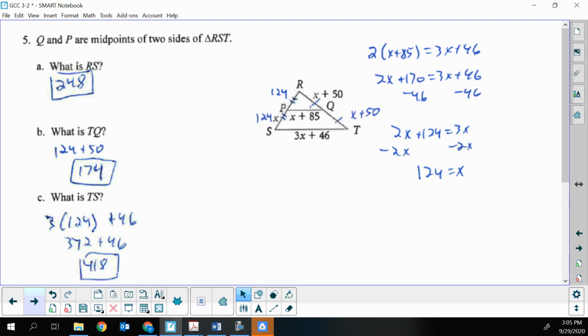So because we have midpoints, we know we're dealing with a mid-segment. So we can do 2 times the x plus 85 equals the 3x plus 46, and you get your value of x. Well, if PS is x, RP is also x, meaning the whole thing RS would be 248. TQ, they would each be x plus 50s. And x was 124, that's how we get the 174. And TS, just sub in the 124 for x, and we get 418.